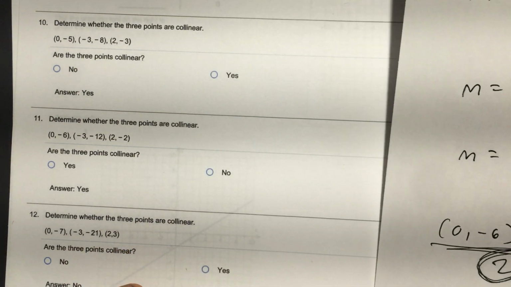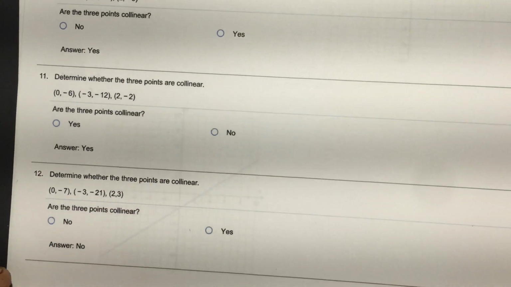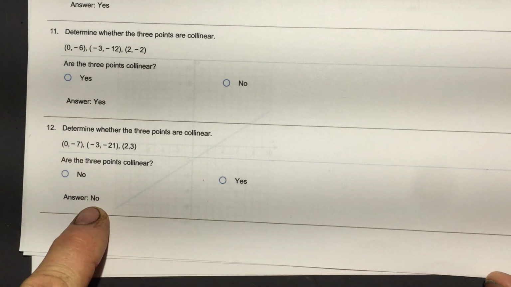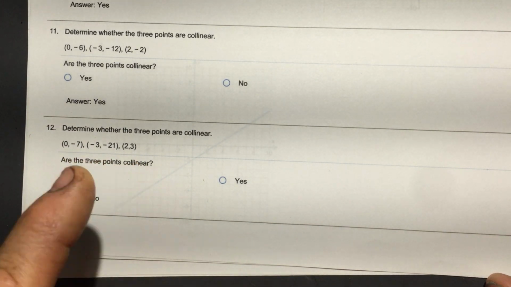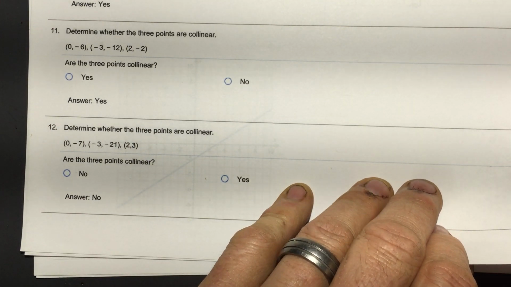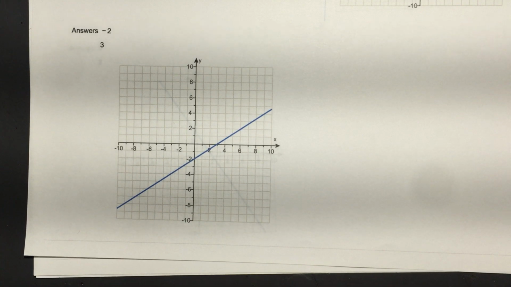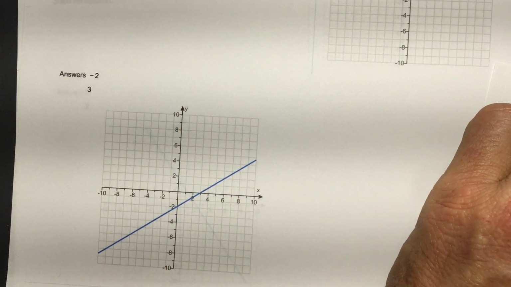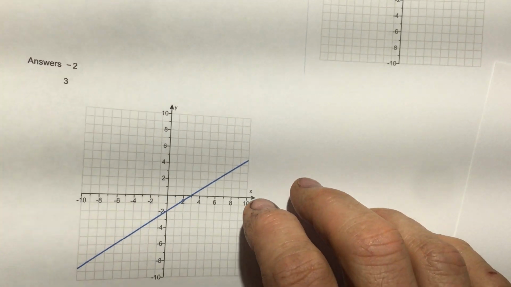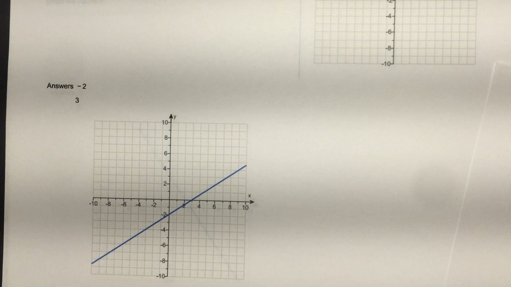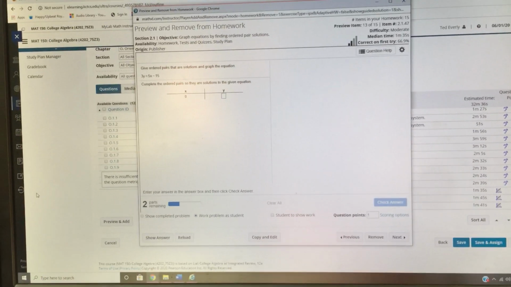All right. Now we've got another one here, number 12. I'm not going to do it, but if you notice on it, it says no. So here's the points. You can try this one yourself. These are not collinear. All right. Okay, now we get to number 13 here, and I'm going to have to do these on the computer here. So we'll just slide over here and look at the computer.